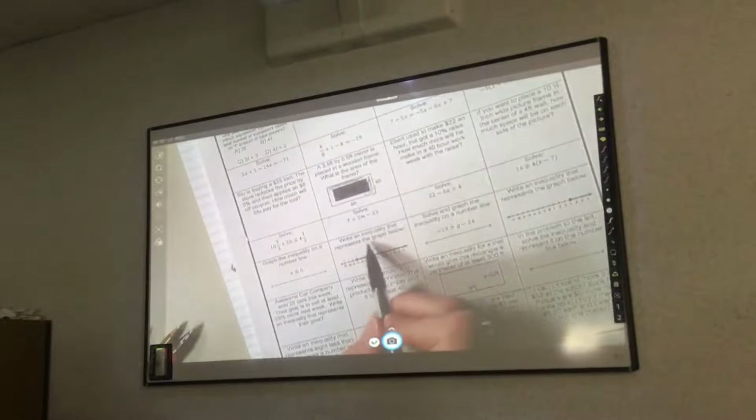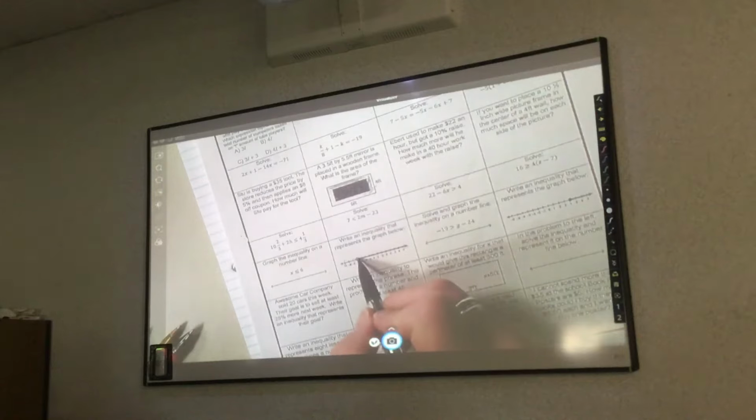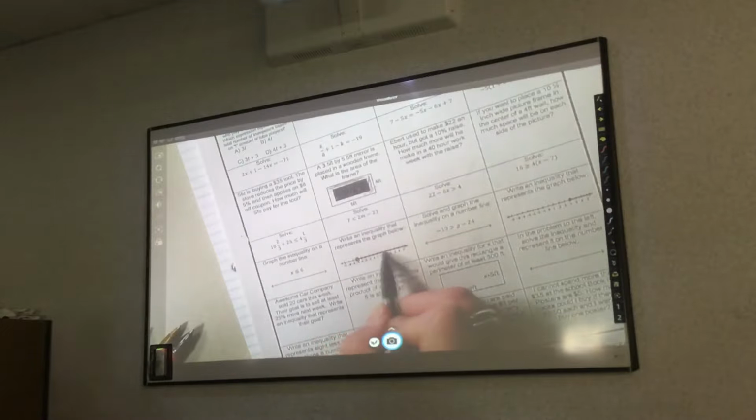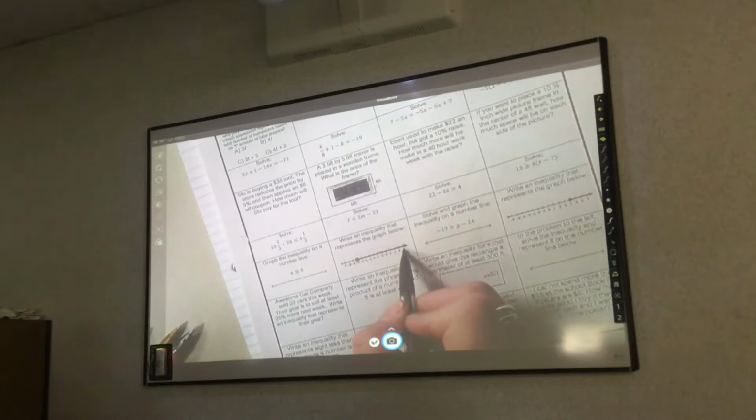Write an inequality that represents the graph below. This is an open circle. The open circle is at a -4. And the arrow is pointing to the right. So if the arrow is pointing to the right, that means it's going to be greater than.